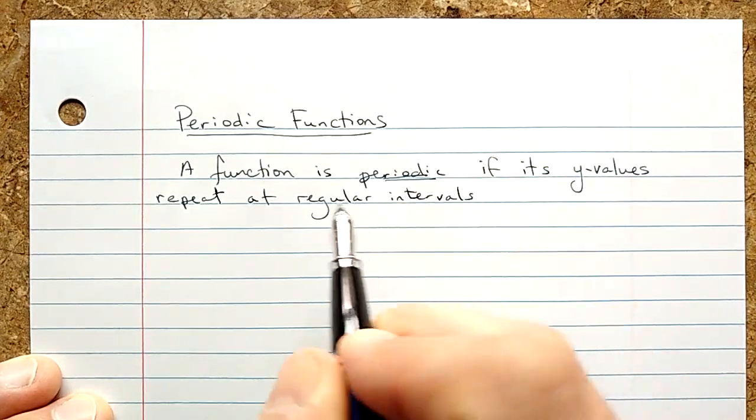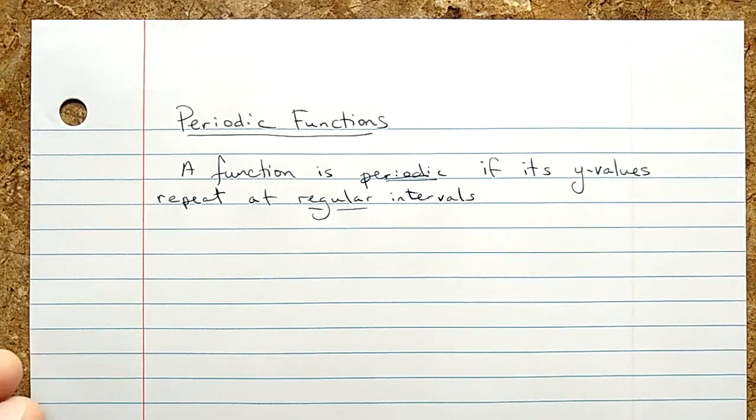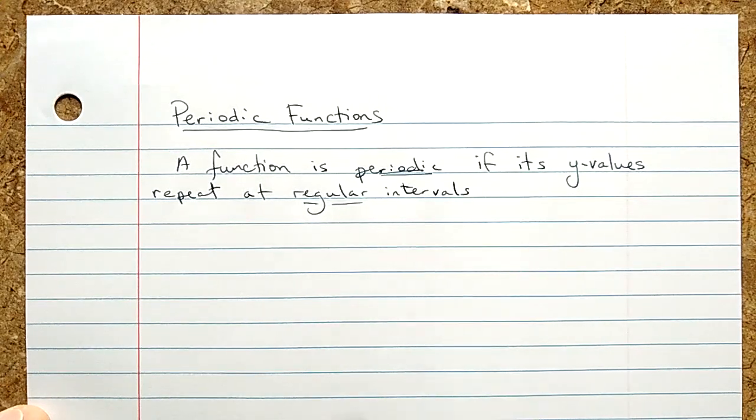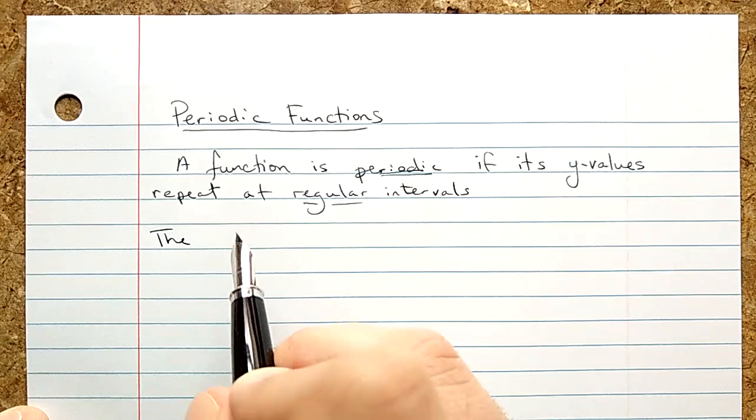That means as you move left or right across the graph, you're going to see the same exact shape repeated over and over again, as long as the function is defined on its domain. So a few definitions are going to happen here today.